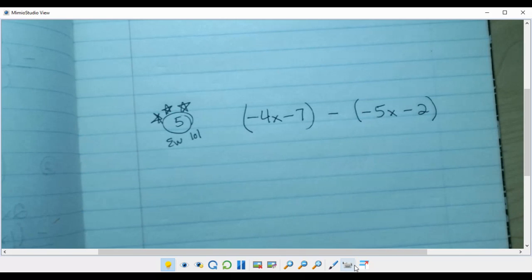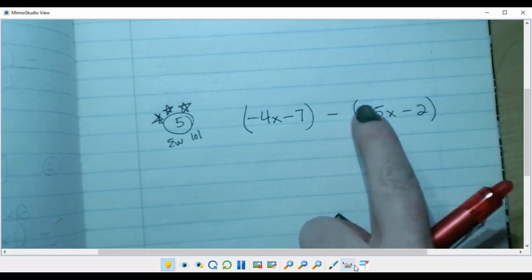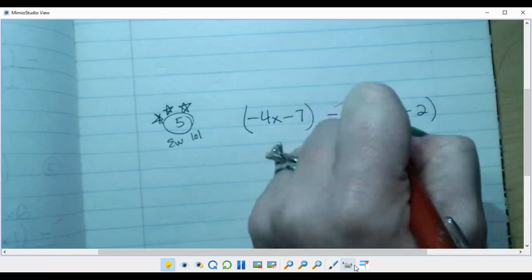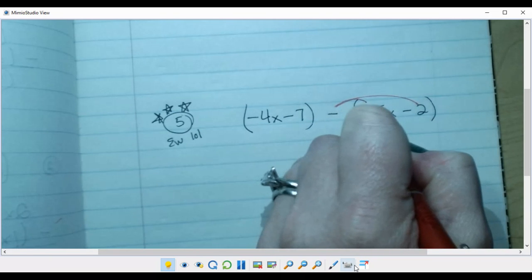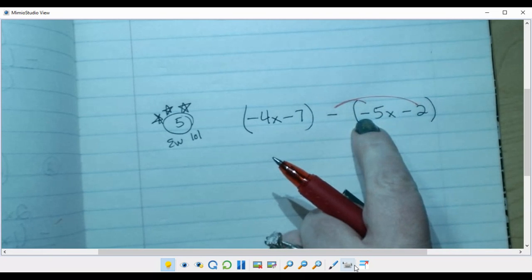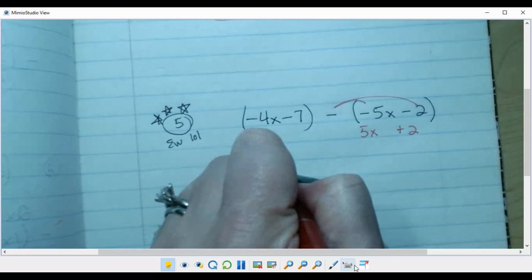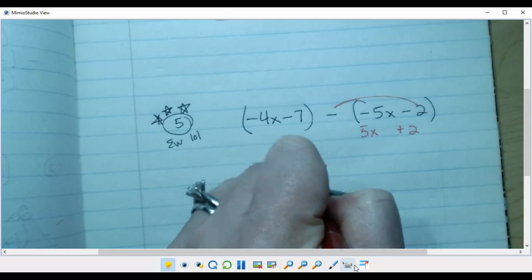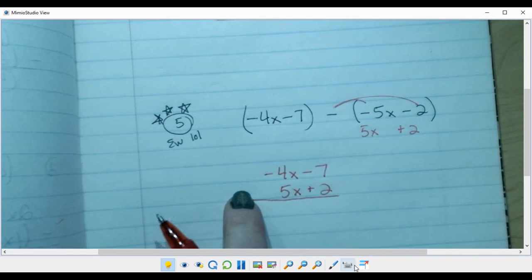I'm going to distribute the sign. Because of all the negatives that I see here, I'm going to distribute this sign in hopes that I can maybe get rid of a few of them. All right? So when I give that out, this turns into a positive 5x, right? We switch the sign, and a positive 2, because we're going to switch those signs. So let's see. We've got negative 4x minus 7, and then I've got 5x plus 2. I'm not putting a subtraction sign because I already took care of that.